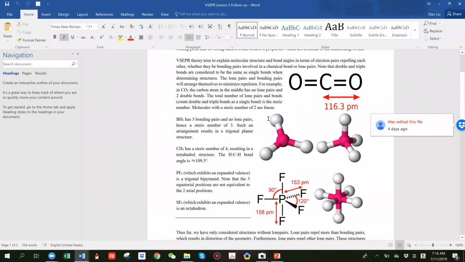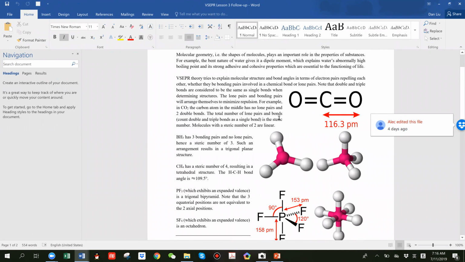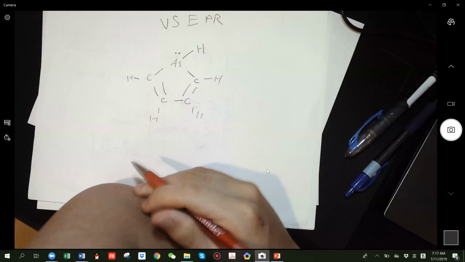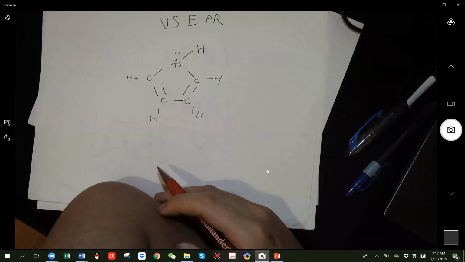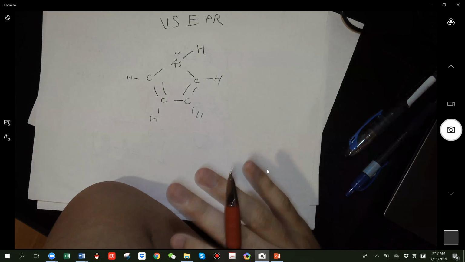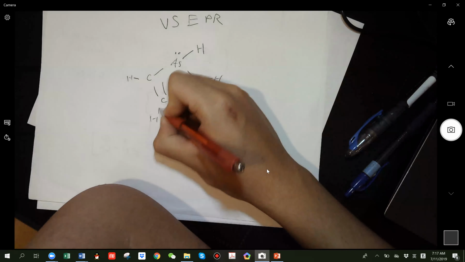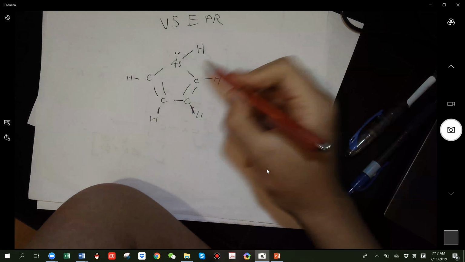So remember that the steric number is equal to the number of lone pairs and bonds, where we count double bonds and triple bonds as a single bond. So, can someone tell me the steric number for all of these atoms? Ignore the hydrogens for now. We don't need to care about them; their steric number is obviously just 1.